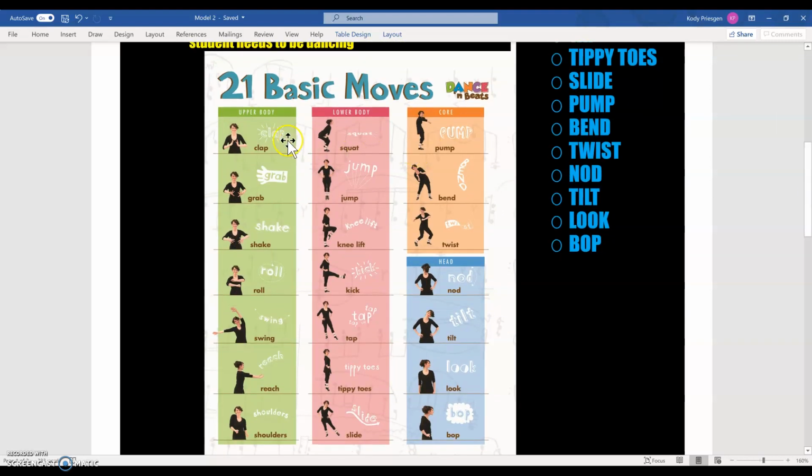In this picture, you can see that it's separated by what type of body part you're using. For this first column, the green column, it is upper body. So that would be clapping, grabbing, shaking, rolling, swinging, reaching, and using your shoulders. In the pinkish column here, it's lower body. So that's squat, jump, knee lift, kick, tap, tippy toes, and slide. In the orange, you have pump, bend, and twist. And then in the head column, you have nod, tilt, look, and bop.